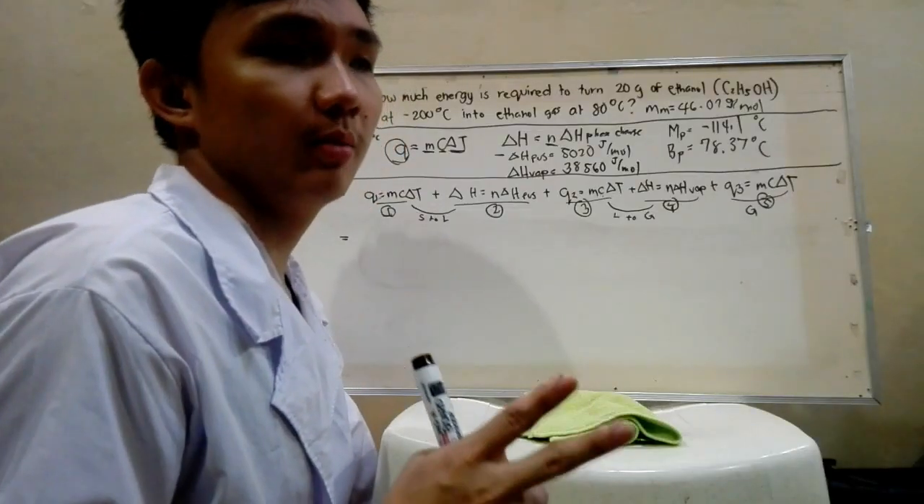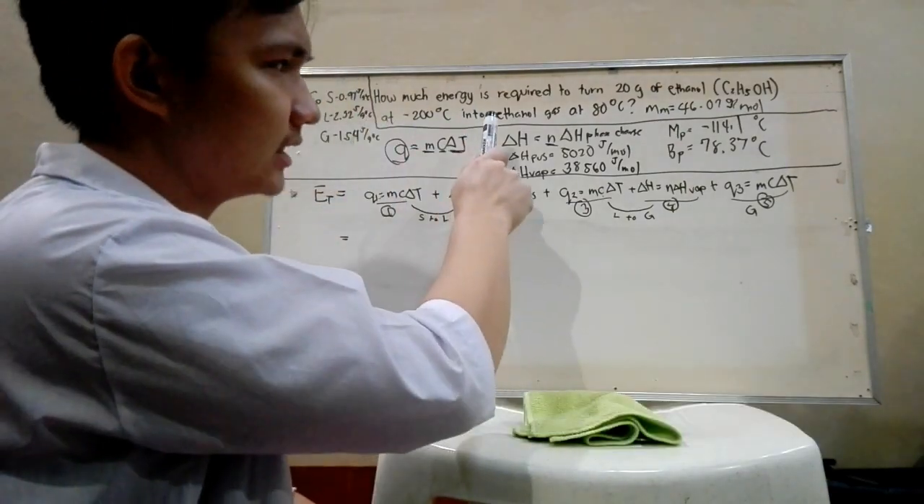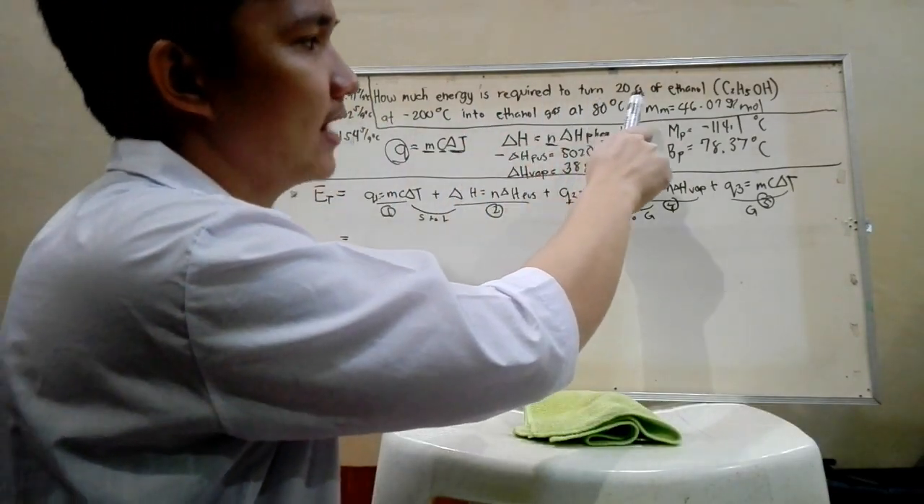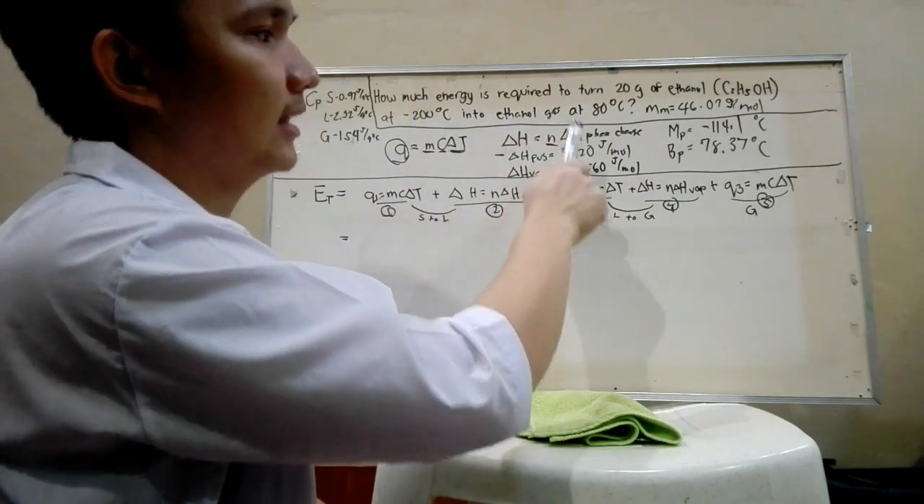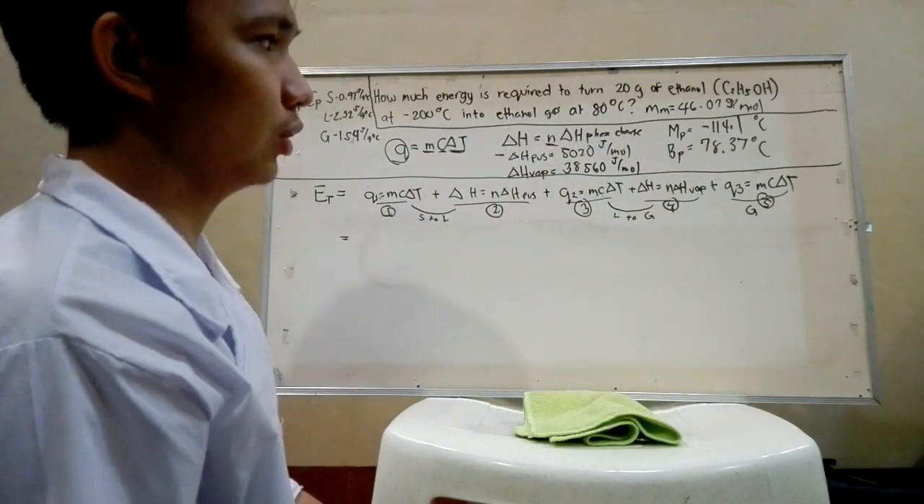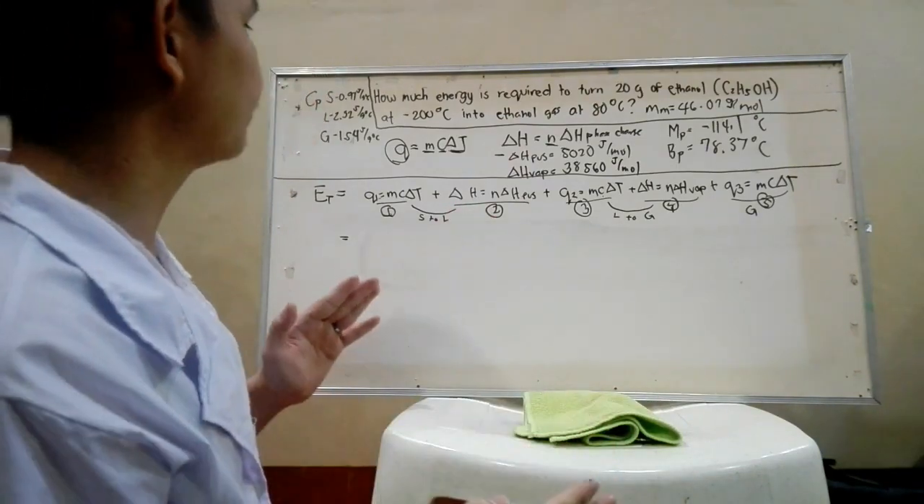The problem is all about heat and enthalpy. So we have this problem. How much energy is required to turn 20 grams of ethanol at negative 200 degrees Celsius into ethanol gas at 80 degrees Celsius? So before we solve that, we have to know this information.